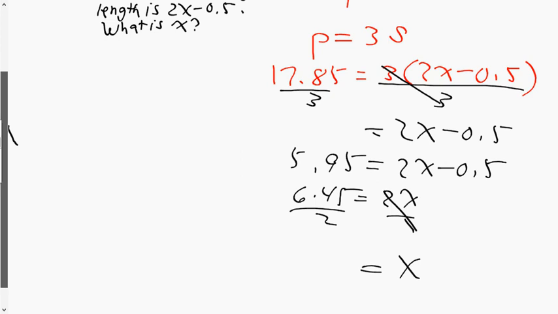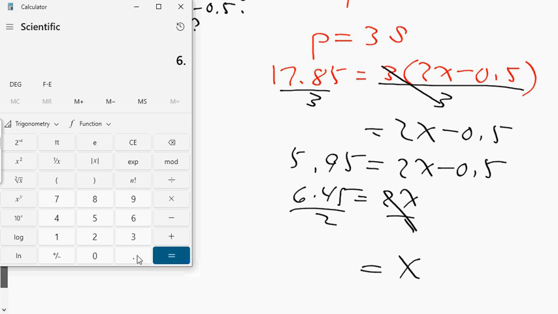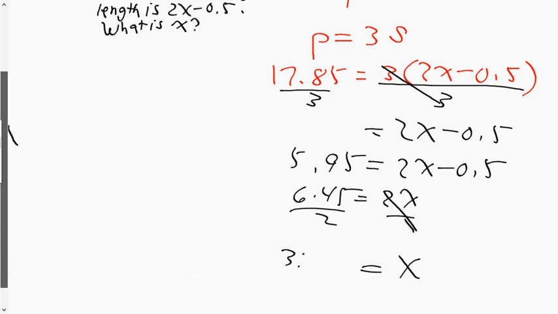Let me just, oh, I better take my calculator. My brain's not working. 6.45 divided by 2. Okay, there we go. So I'm glad I did that. 3.225 equals x.